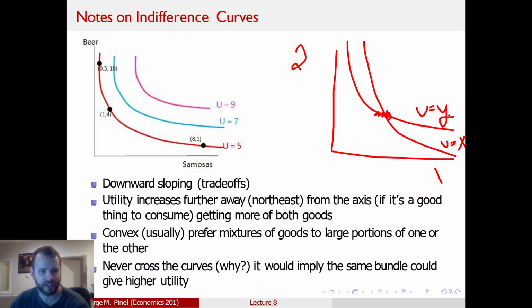It doesn't make sense. How can one set of McNuggets and fries give you both utility of x and utility of y? That doesn't make sense. It's the same bundle. So it has to be consistent. So if you have indifference curves that cross each other, you've done something wrong. It doesn't make any sense. Okay. So that's the recap. So we're going to move on now.